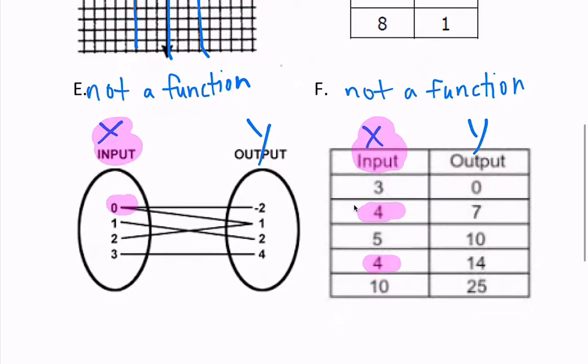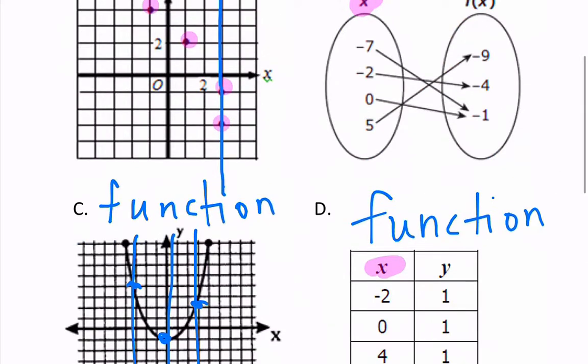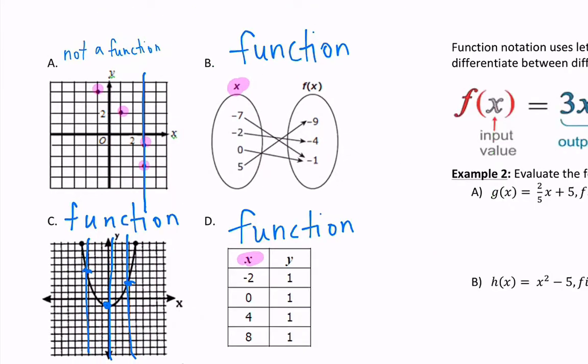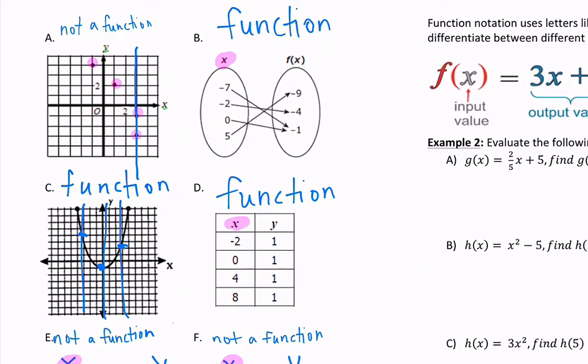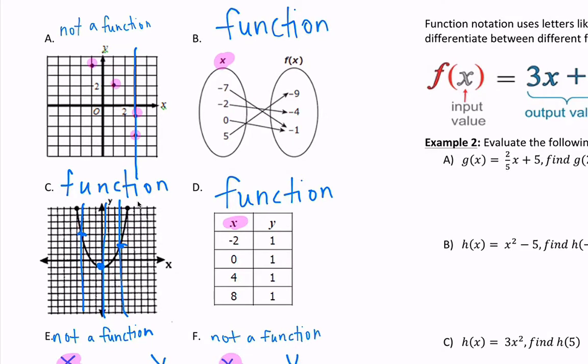All right, so let's recap. If you have a graph of some type, like on A and C, you perform the vertical line test. If a vertical line goes through 2 points on the graph, that's not okay, not a function. If every time you draw a vertical line, it only touches your graph once, that is okay, it is a function.